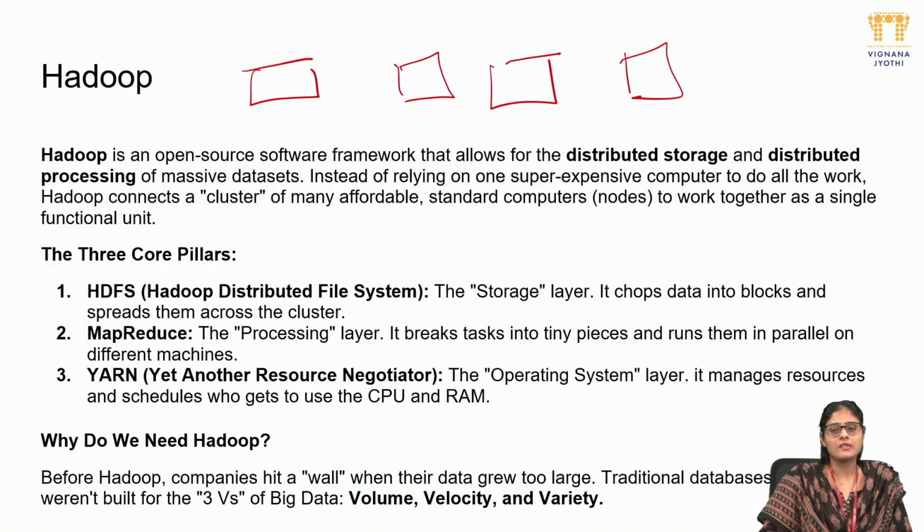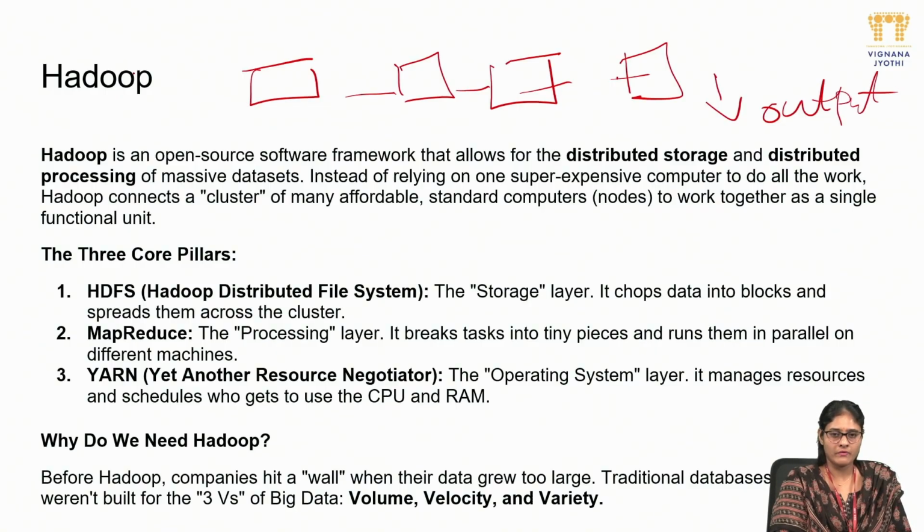MapReduce is an algorithm. It processes all the distributed data and gives the output. For that, the MapReduce algorithm is required. And the third one is YARN, Yet Another Resource Negotiator. That is an operating system layer. It manages resources and schedules who gets to use CPU and RAM. That is YARN.